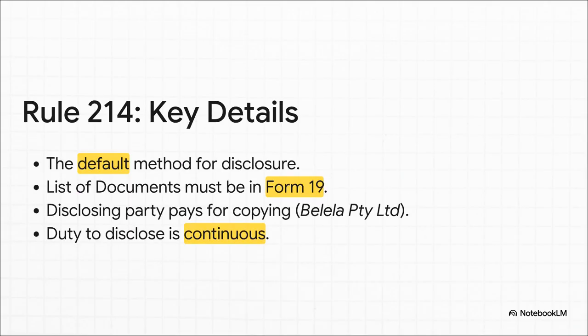And here are a few more little details you've got to know. That list of documents, it can't just be any old list you type up. It has to be in the official Form 19. And what about the cost? Who pays for all that photocopying? Well, the authority here is Balila Pty Limited versus Menzies Excavation. Remember that name, Balila. It says the disclosing party, that's you, pays for copying up front. You might get it back later in costs, but you foot the bill initially. And never ever forget, disclosure is a continuous duty.